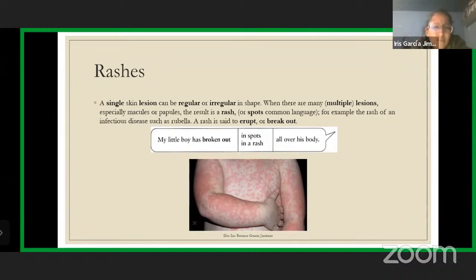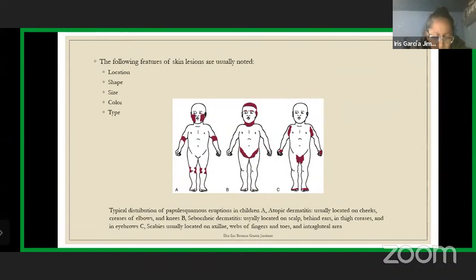And we have two options: has broken out in spots or in a rash. It depends on the way that patients are expressing it, and of course the part of the body that is affected. So consider this, the verb that we are going to use. Of course, it's important for us to get it in mind.